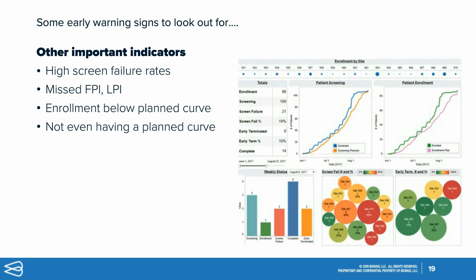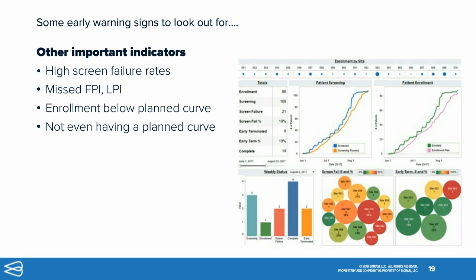And a couple of other ad hoc things to look out for, and some of these obviously are tied to some of the other pieces and elements that we already looked at, but you have to have visibility into your screen failure rates versus what you expected to see at the beginning of the study versus what you are actually seeing now.